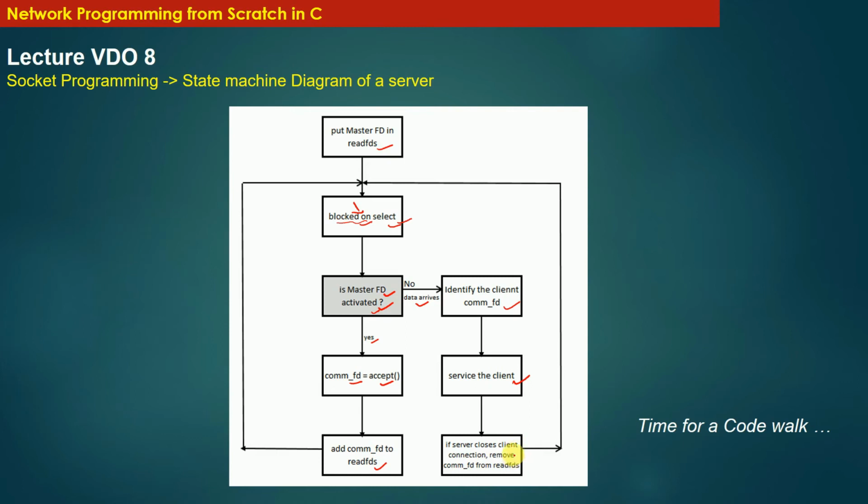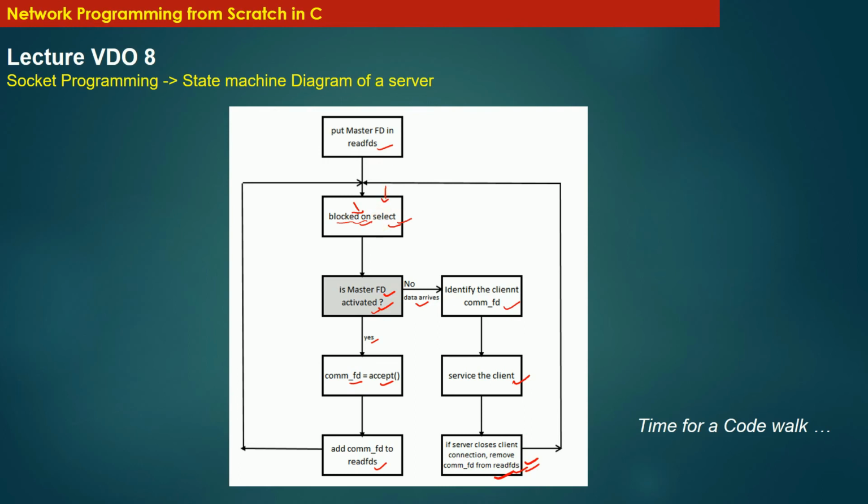Now, the server can choose, depending on certain conditions, whether to close the connection with the client and remove the client communication file descriptor from the ReadFDs set. It will do so when the server no longer wants to communicate with the client. The connection termination can either be initiated from the server side, or the client can send a special message to the server. Having read that special message, the server can choose to remove the client from the ReadFDs set and close the connection forever with that client. So that particular thing is done at this stage in the flowchart, and after servicing the client, the server again goes back and blocks on the select system call.